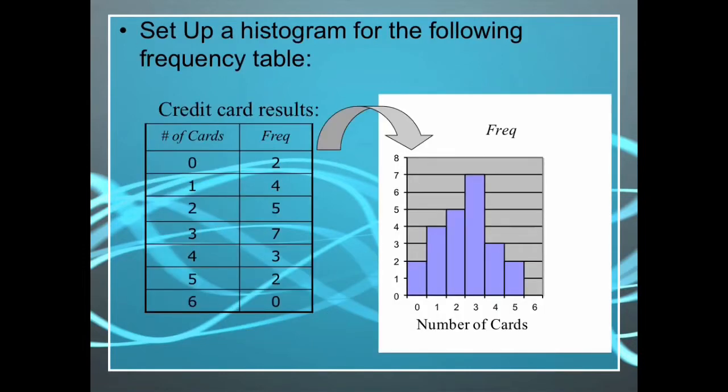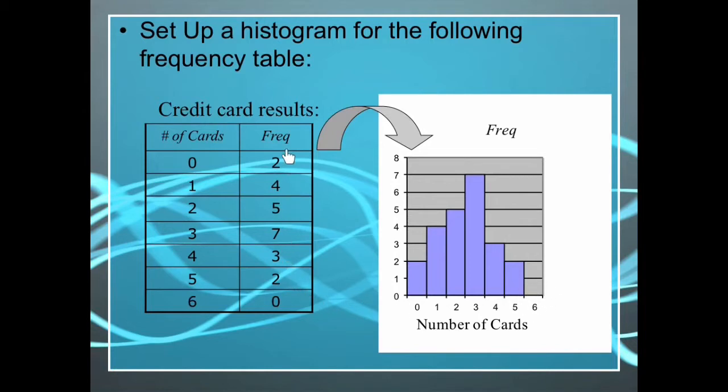In this example, we have a frequency table that's been turned into a histogram, and the height of each bar represents how many people there were for that category. So if we look at this, there were 2 people that had 0 credit cards, which means that our column at 0 should go up to a height of 2. If you look at the next one, there were 4 people that had 1 credit card, and our height for that column is going to be 4. We have 2 people with 5 credit cards, so at 5, we're going to see a height of 2. And since nobody had 6 credit cards, there isn't anything there.